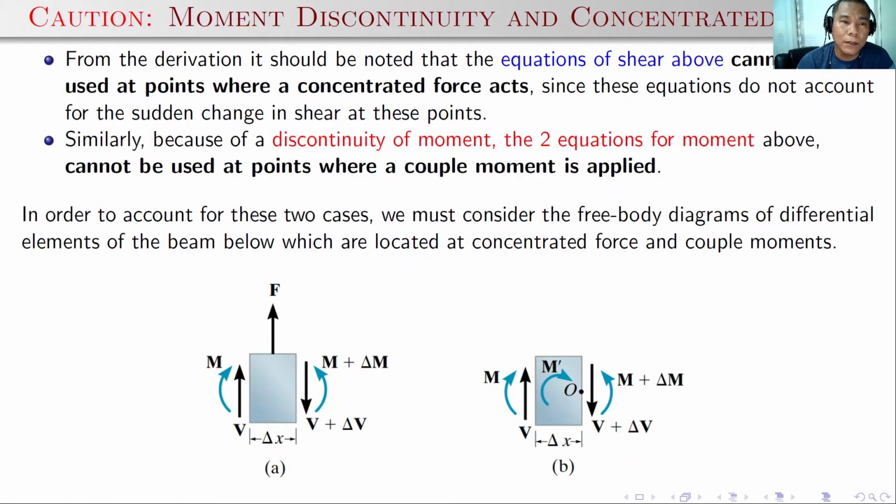But take note, from the derivation, you have to remember that the equations of shear above cannot be used at points where a concentrated force acts, since the equations do not account for the sudden change in shear at this point. Also, because of the discontinuity of moment, the two equations for moment cannot be used at points where a coupled moment is applied. In order to account for these two cases, we must consider the free body diagrams of a differential element of the beam below, which are located at the concentrated force and coupled moment.